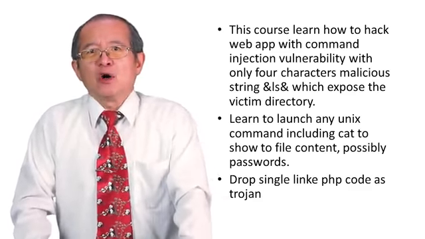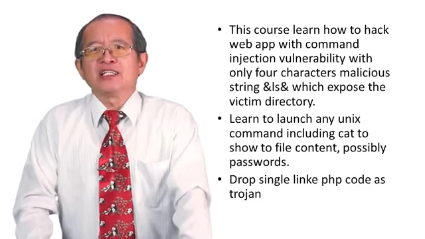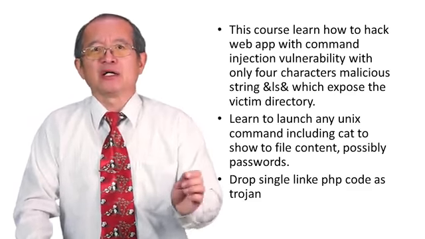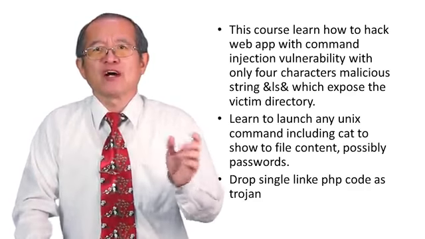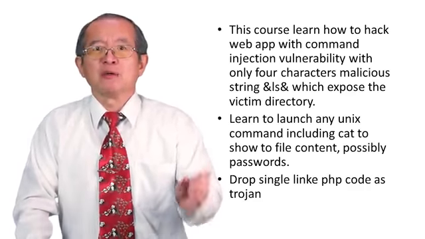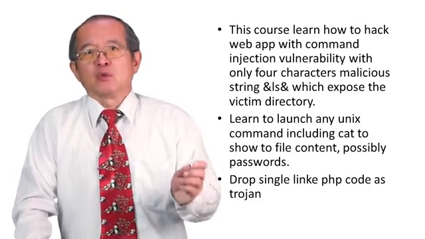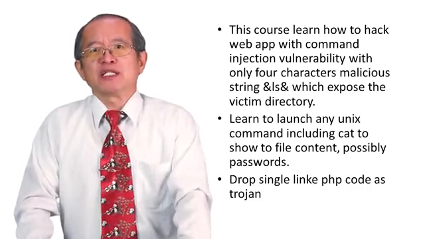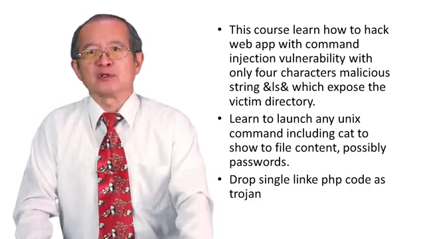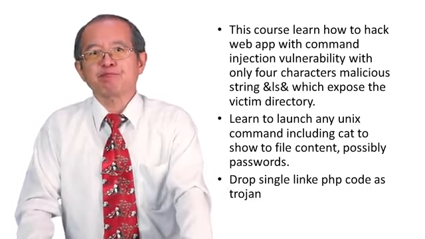We learn to launch any Unix command, including cat, to show the file content on the victim system, possibly revealing the passwords. We'll drop single-line PHP code as a Trojan so that we can come back later.